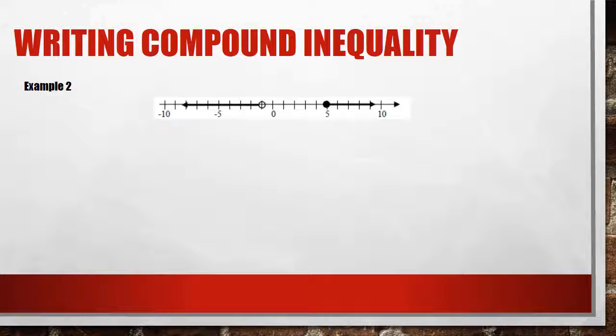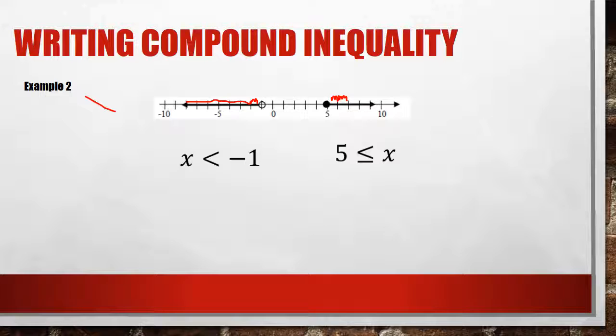Now let's take a look at the second example where we have a compound inequality, and in this compound inequality we're including every single number greater than or equal to 5, and we're including every single number less than -1. So again, I'm going to break this compound inequality into two parts. The first part is x is less than -1. The second part is x is greater than or equal to 5.